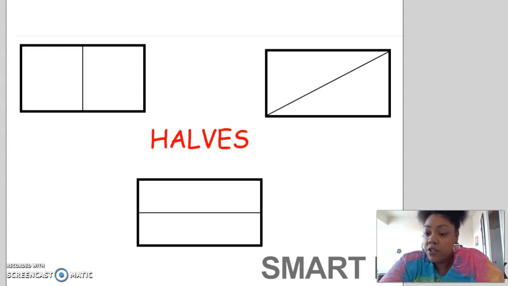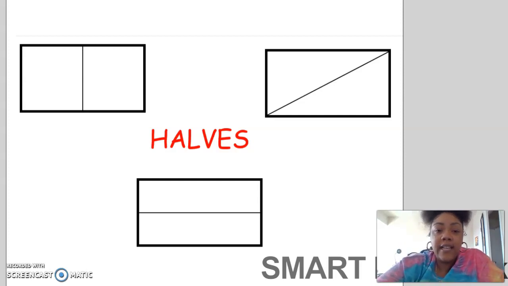So the first thing we're going to do is a quick review of last week's lesson. Last week, Mr. Kimmett taught you all about halves, thirds, and fourths. Hey, did you guys know that you are already working on fractions? That is so amazing. You are just super duper smart scholars.